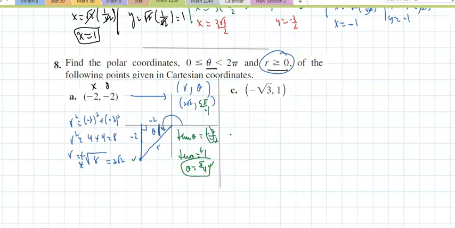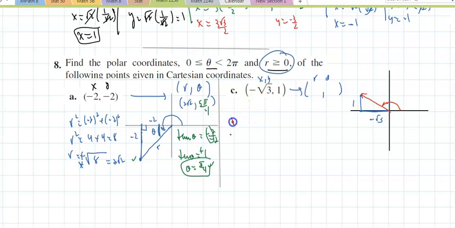Again, the key, whether you're using complex numbers, vectors, or polar, is that they're really almost the same thing. Plot the point. I'm going to move negative radical 3, and 1. That's x and y. I want to figure out what that is in r and theta. How far do I have to rotate, and how far do I move in that direction, in this case?